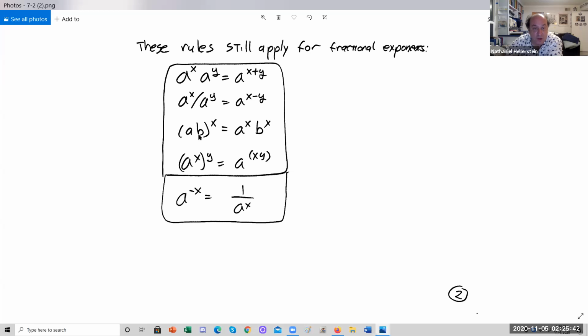All right. Now, the usual laws of exponents still apply for fractional exponents. You multiply powers, you add the exponents, even when these are fractions. Divide powers, you subtract the exponents. A product to a power is a product of powers. A power of a power, you multiply the exponents. And a negative power is a reciprocal. So all the rules we had before still apply. The idea is to define the fractional exponents in a way that this still applies. So it works, and you can use the same arithmetic as before.